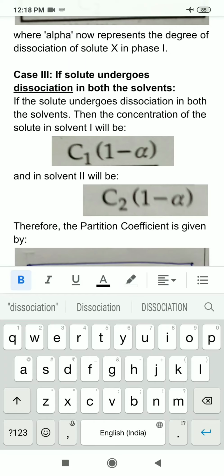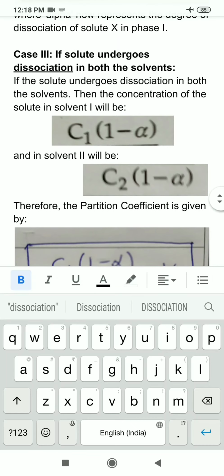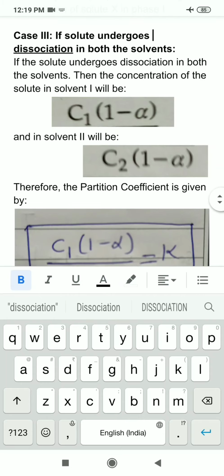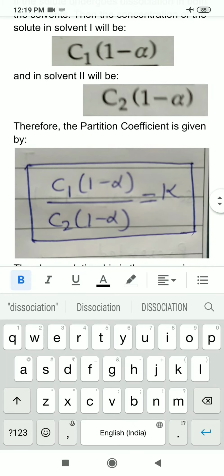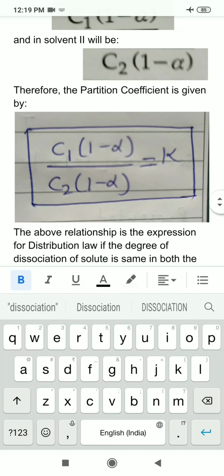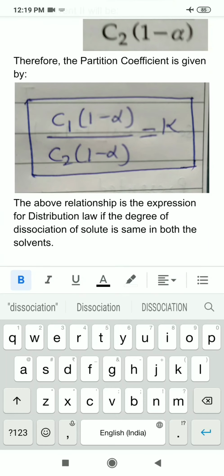If solute is undergoing dissociation in both the solvents, then we will introduce the term alpha in both concentration terms C1 and C2. Then the concentration of the solute in solvent 1 can be written as C1 into 1 minus alpha, and in solvent 2 it will be C2 into 1 minus alpha. Therefore the partition coefficient can be written as C1 into 1 minus alpha upon C2 into 1 minus alpha is equal to K. But now keep one thing in mind, I have used alpha for both the solvents. It means the degree of dissociation is the same for the solute in both the solvents.